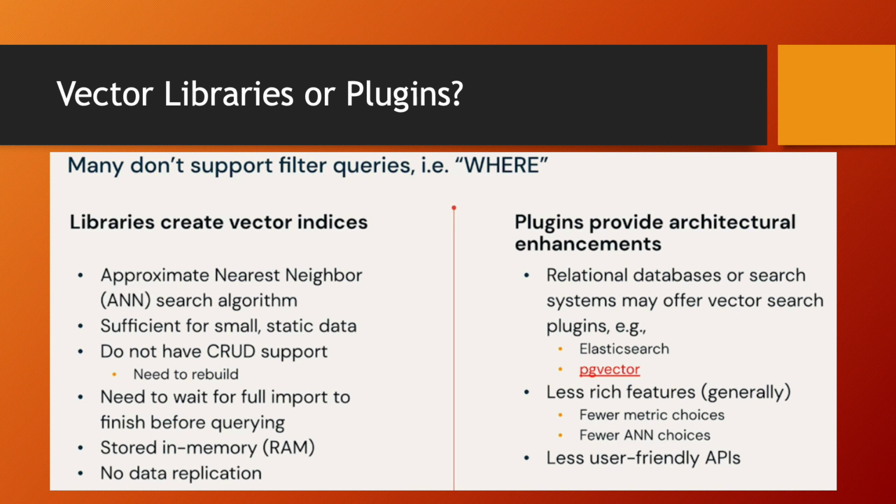Plugins provide architectural enhancements. Plugins are generally available for all the big or well-known databases. For example, relational databases or search systems may offer a vector search plugin, for example, Elasticsearch or pgvector. They generally have less rich functionality, fewer metric choices, fewer ANN choices, and less user-friendly APIs.